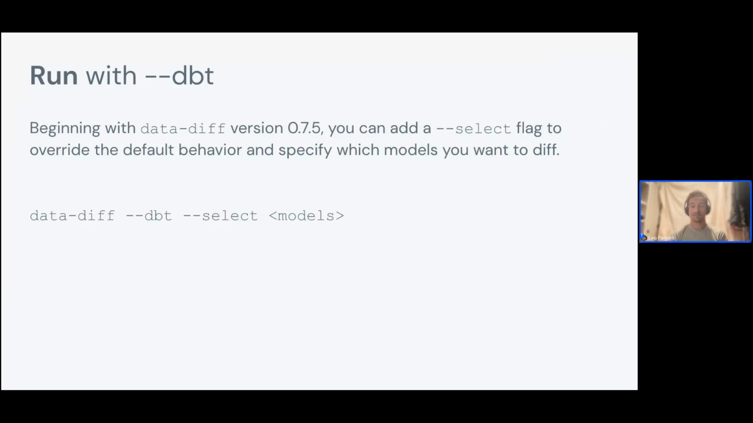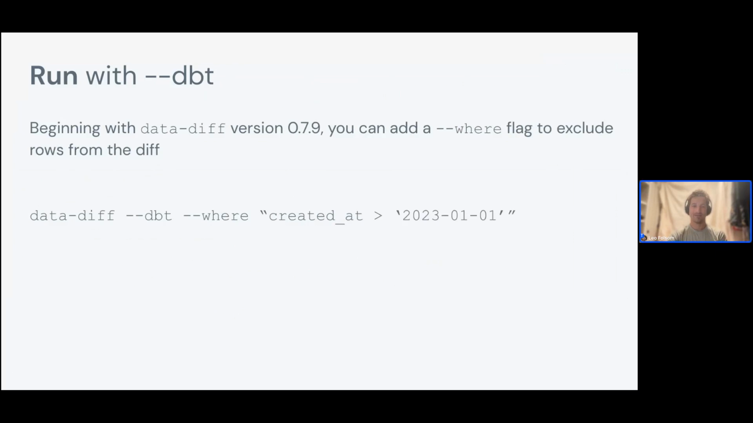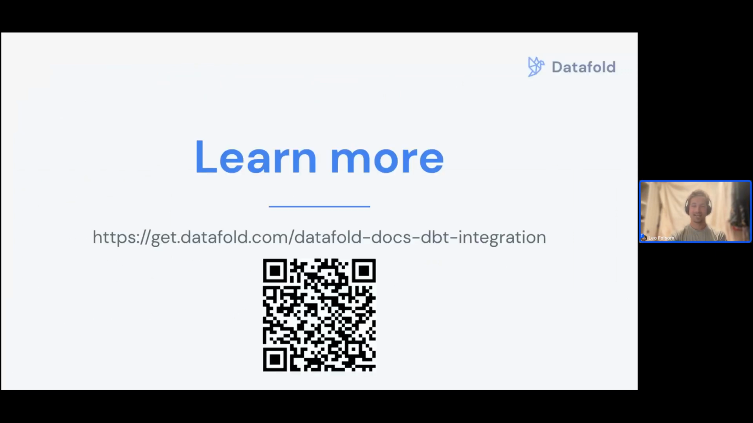Just to review a couple of the recent features: there is the select flag, there is the where flag, and as I mentioned, there's the JSON flag, which was just released, so it didn't make it into the deck. That one will really unlock some opportunities to potentially connect this to downstream technical systems and not just a human reader. To learn more, here is the link to the docs that I was showing you earlier. There's also a fun QR code if you want to open it on your phone.